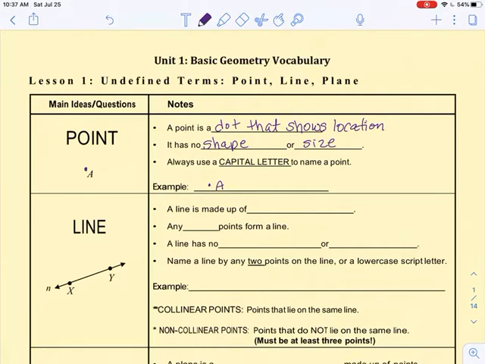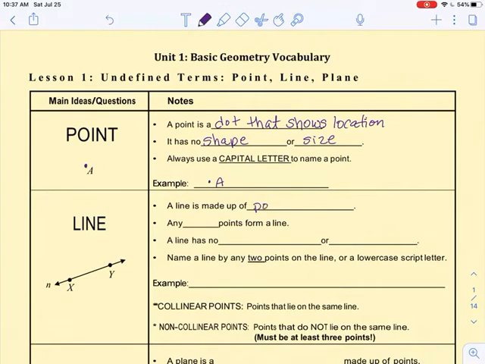All right, a line is another undefined term. A line is actually made up of points, an infinite set of points. At a minimum, I need 2 points to form a line or to name a line. Because a point has no shape or size to it, a line really has no thickness or width to it. Now, obviously, when we draw it, we can see it, but technically it has no thickness and no width to it.